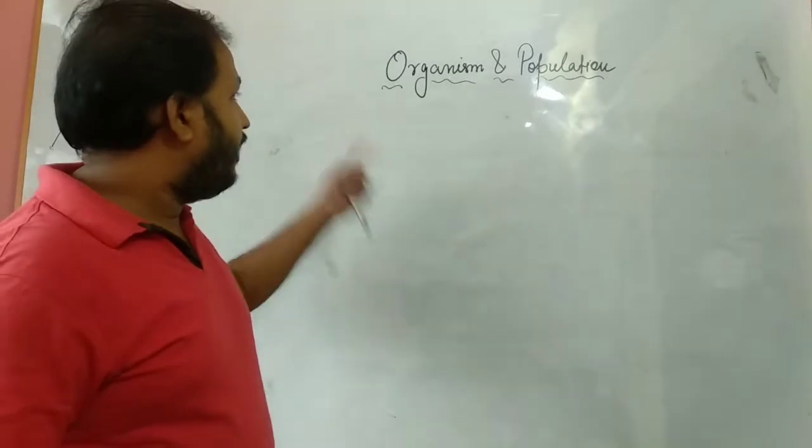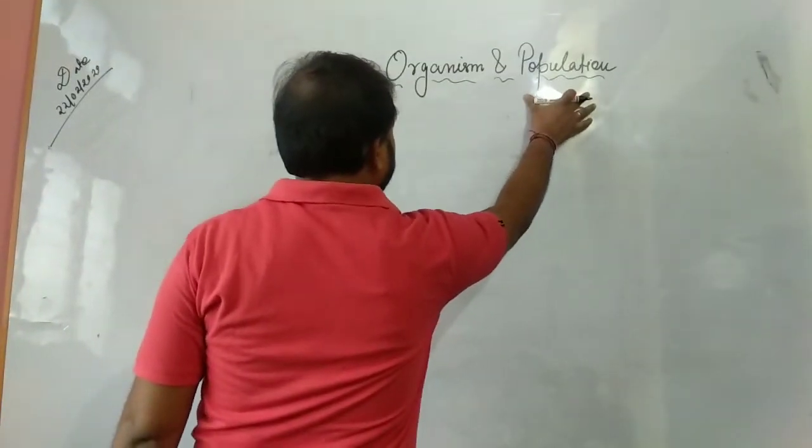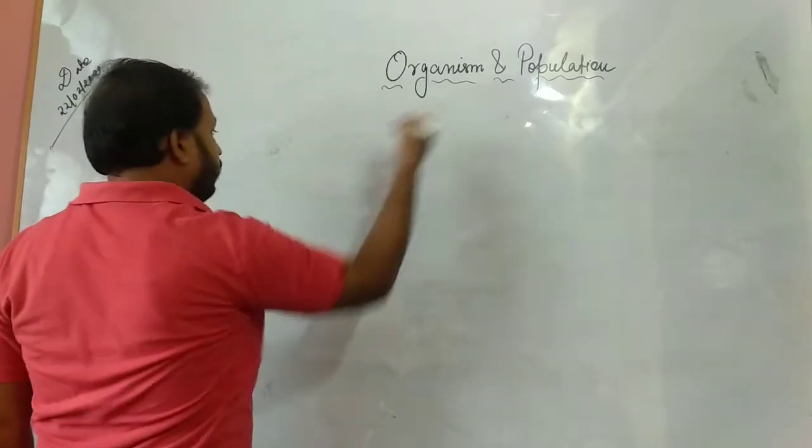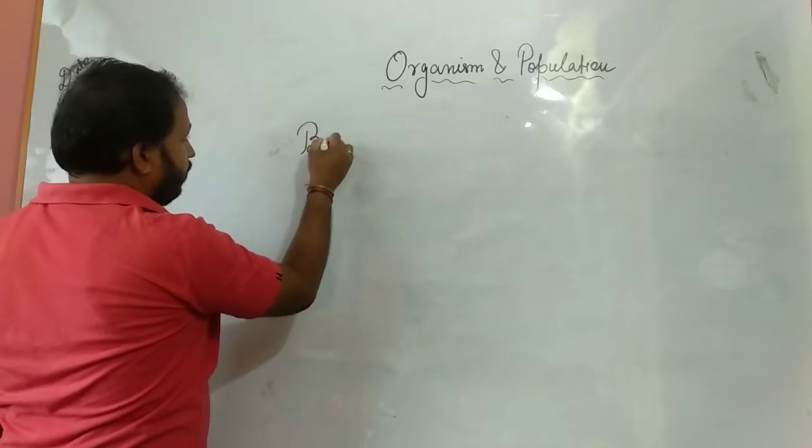Today I am going to start a topic from the chapter Organism and Population of Class 12 Biology. The topic is biome.